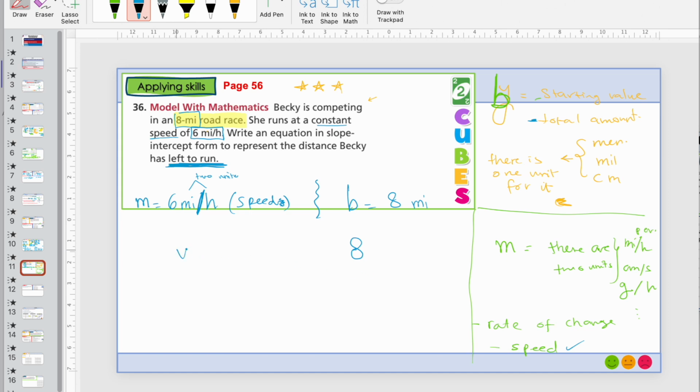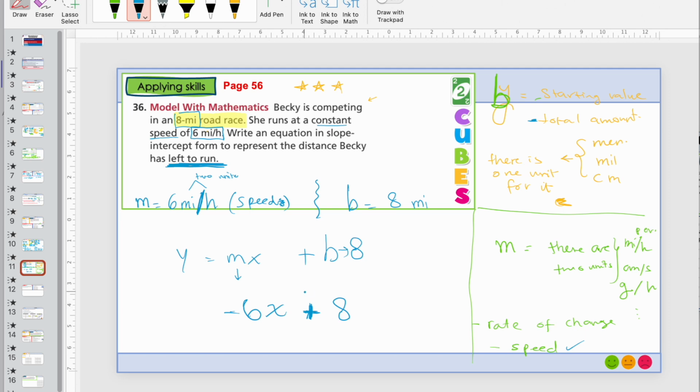So basically y equals mx plus b. b is 8, but the slope should be negative. Why? Because I want to find the amount left. How much left? So there should be a negative amount that will be subtracted from the total that is positive. The total amount of miles she's running is positive. It cannot be negative because she wants to run this amount.